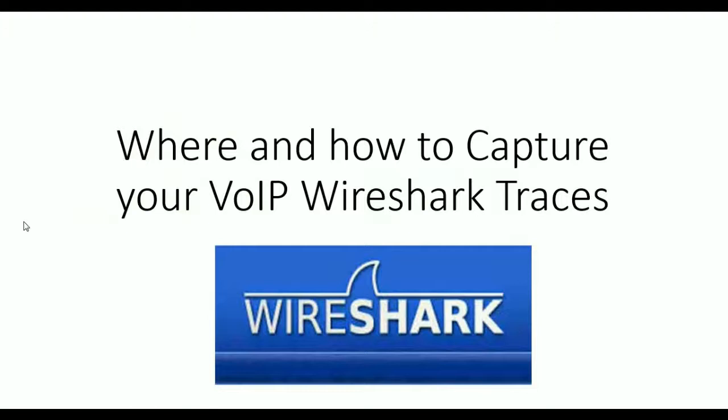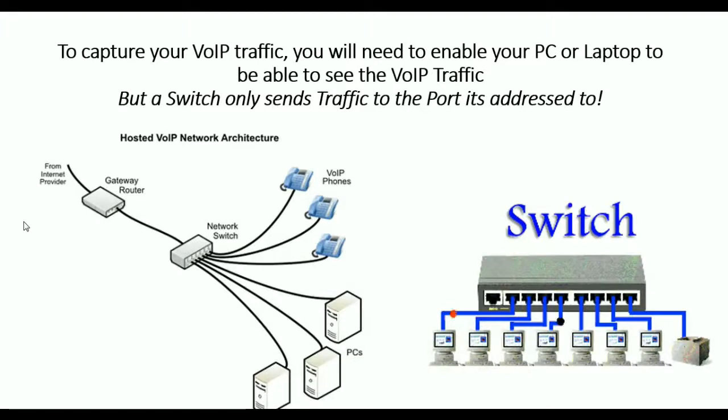Okay, so how do we capture and where do we capture the Wireshark traces? Well, first of all, I guess we have to understand the structure of a basic network. Pretty much all IT networks nowadays that are going to be running VoIP across them generally use a switch to connect phones to. What we've basically got here is an example, on the left-hand side, of a hosted solution. We've got voice over IP phones, and we've got PCs, and they're all going to a network switch.